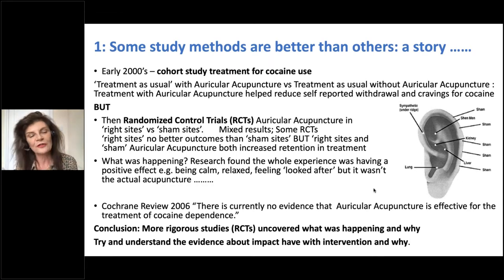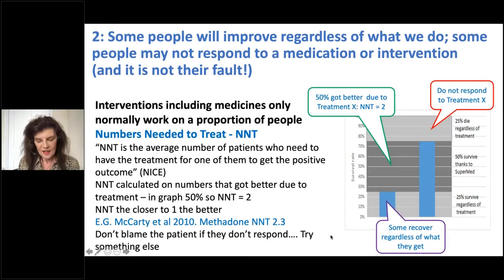So the conclusion from this is, okay, the more rigorous studies uncovered what was happening and why. And I think we as practitioners and managers need to understand about the evidence and about what impact it can have and why. Okay, let's look at another issue. This is an important issue, and this issue basically flags up to us that no matter what we do, some people will improve regardless, and some people may not respond, and it's not their fault.